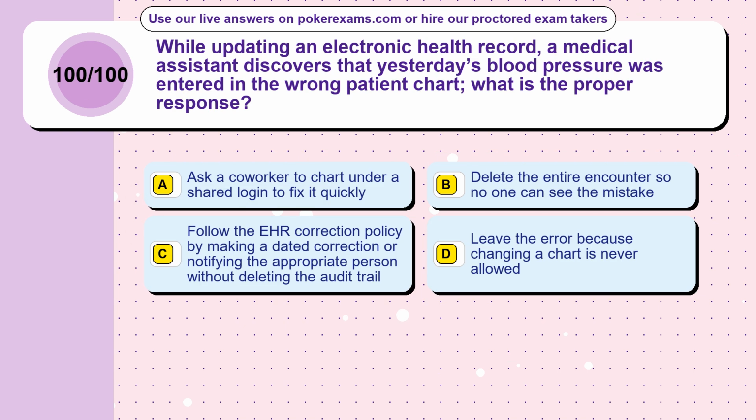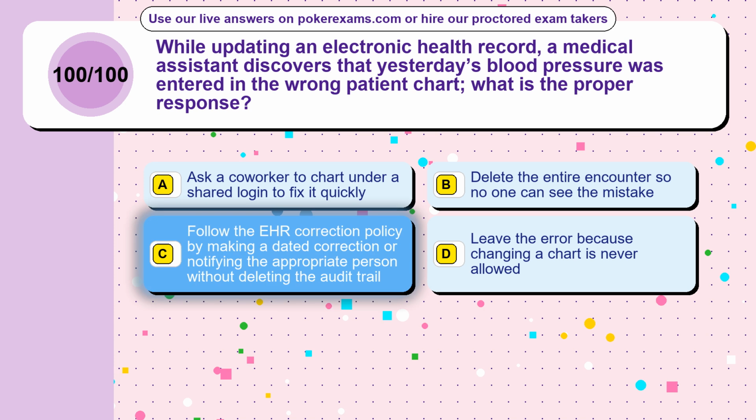Question 100. While updating an electronic health record, a medical assistant discovers that yesterday's blood pressure was entered in the wrong patient chart. What is the proper response? Option A. Ask a coworker to chart under a shared login to fix it quickly. Option B. Delete the entire encounter so no one can see the mistake. Option C. Follow the error correction policy by making a dated correction or notifying the appropriate person without deleting the audit trail. Option D. Leave the error because changing a chart is never allowed.